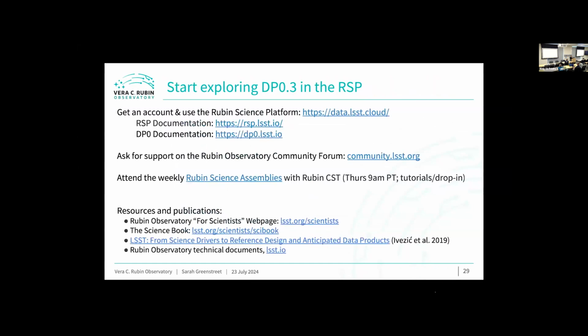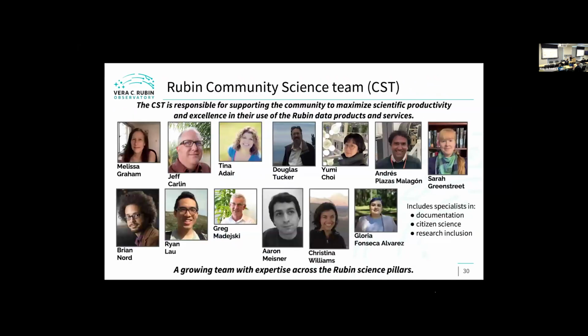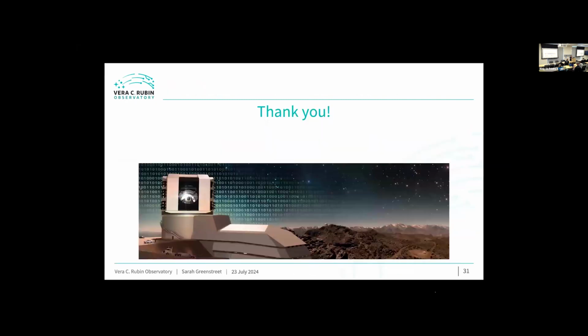So quickly, if you want to get started with DP0.3, you can get an account at data.lsst.cloud. There's documentation to help you get started. You can always ask for support on the Rubin Community Forum as well. The community science team monitors this every day, trying to get people answers to questions as quickly as we can. And you can also attend the weekly Rubin Science assemblies to ask us questions as well. And of course, you can always ask a community science team member as well. Again, we're here to help you be able to do your best LSST science. And so please use us as that resource. Thank you.